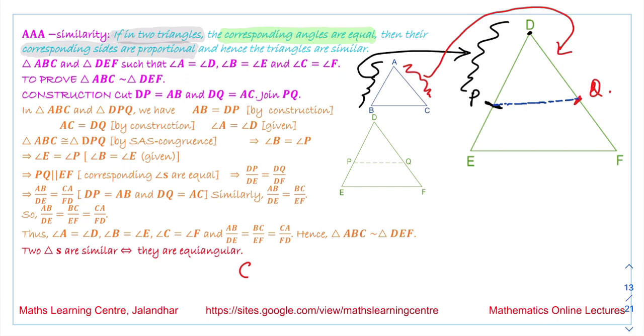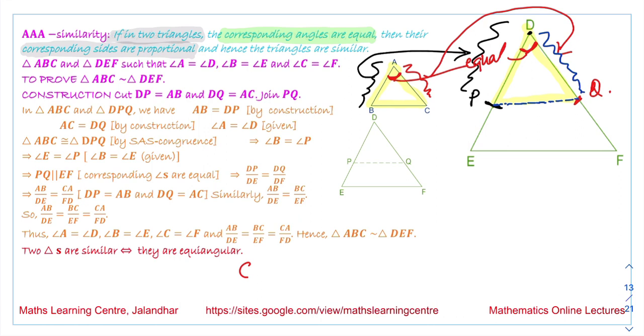Now what we have is that this length AC and this length DQ, these two lengths are also equal. Now if we talk about these two triangles, one is this triangle ABC and second is the triangle DPQ. For these two triangles, we are saying this angle at A and this angle at D, these two angles are equal to each other. This is given in the question.